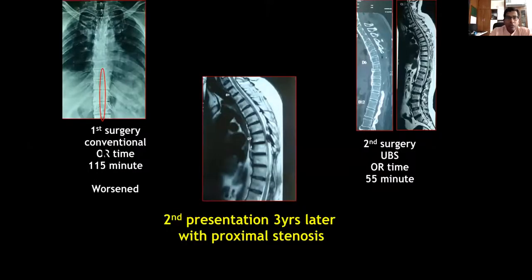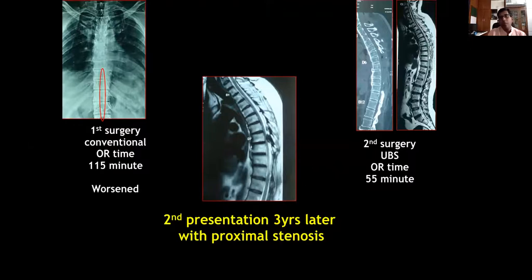This is one of the cases which I would just mention: a patient who presented with a JOA score of 9, and we did a conventional surgery at that time, long back in 2011 or so. It took nearly 115 minutes to complete the surgery. This was with conventional instruments, and we had a worsened neurology, which took nearly 3 months to recover back to nearly JOA 2. And he was a police inspector. Again, we had this patient 3 years down the line with a proximal stenosis and further worsening of the neurology, though he was near normal with a grade score of 1 or 2.